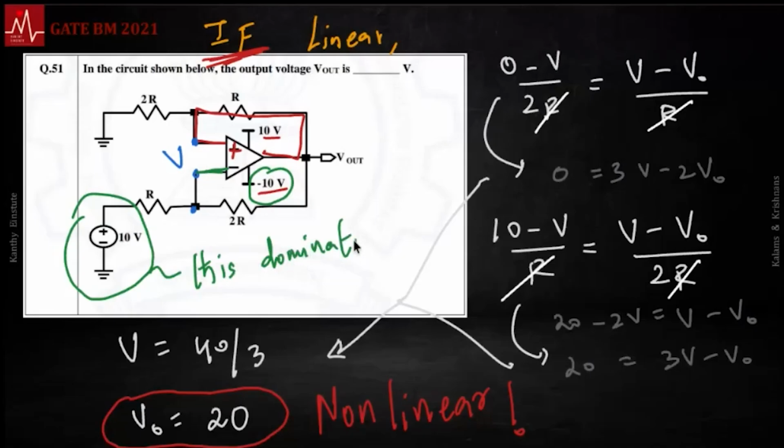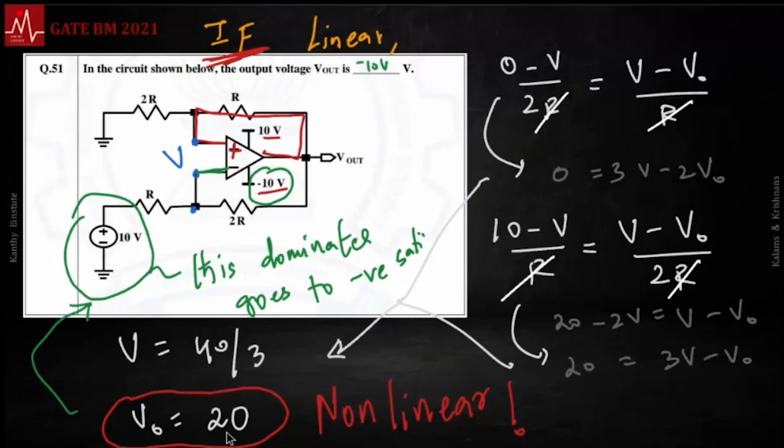First of all, positive feedback dominates. And in the positive feedback, compare the two inputs. Hey, this voltage is higher, so it goes to negative saturation. Because it's non-linear, I make that conclusion. So the answer here is minus 10.